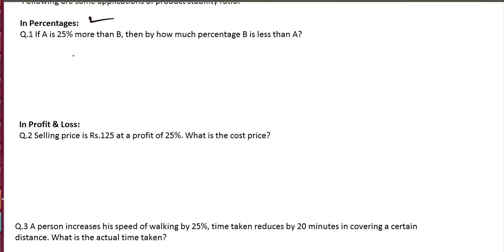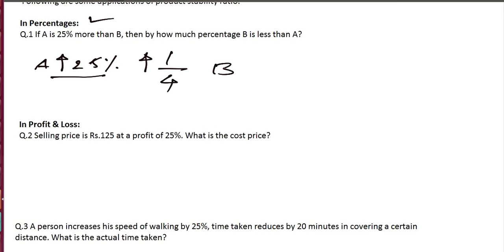So here, if A is 25% more than B, then by how much percentage is B less than A? So A is 25% more. A is more by 25% than B. So A is more by 25% means it is more by 1 by 4, right? A is more by 1 by 4. So B will be less than A by how much percentage?